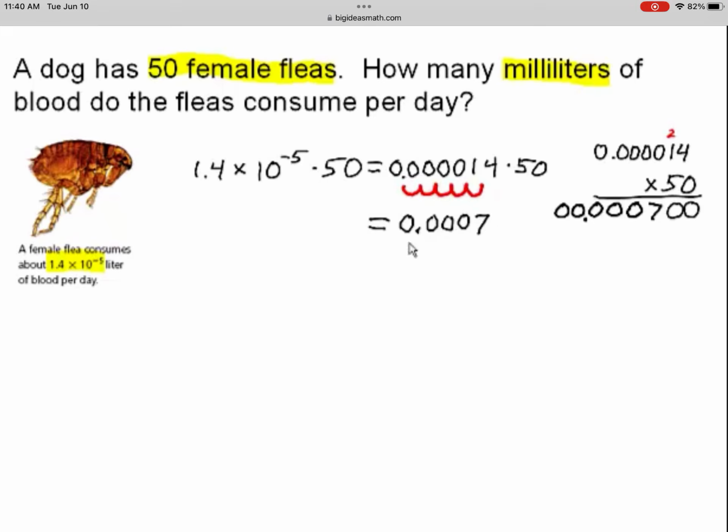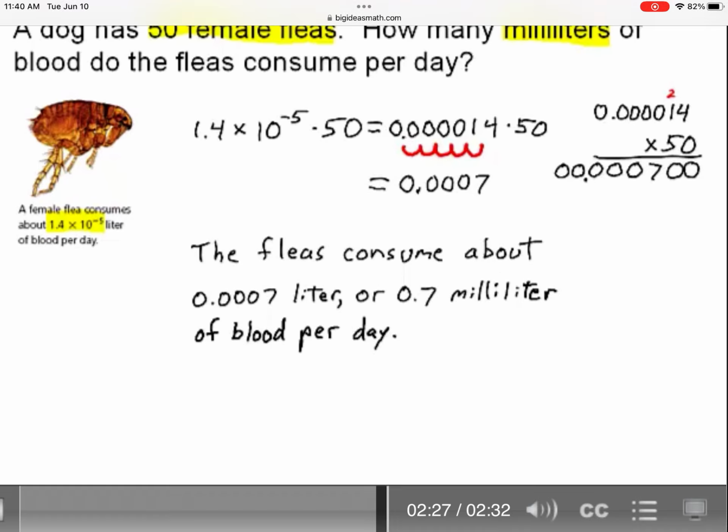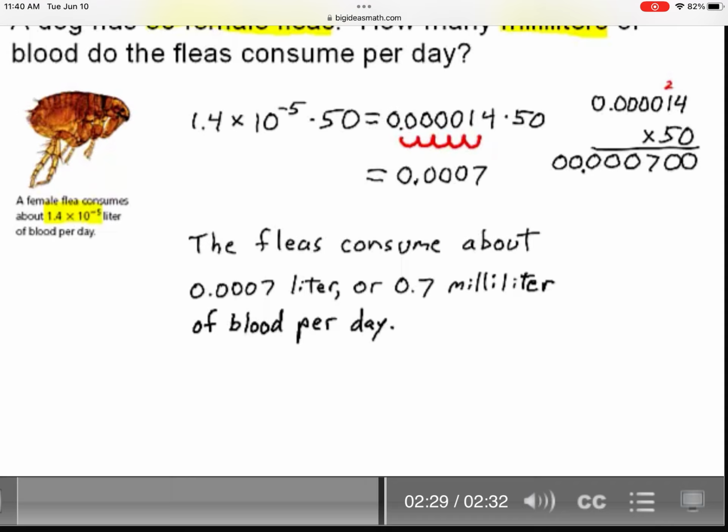But this is the number of liters consumed by all 50 female fleas. We want the number of milliliters. There's 1,000 milliliters in a liter, so we need to multiply this number by 1,000. And when we do that, we'll find that it's 7/10 milliliters. So to write an answer to the problem, we can say that the fleas consume about 7 ten-thousandths of a liter or 7/10 of a milliliter of blood per day.